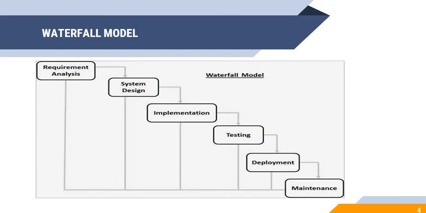These are the different phases of the waterfall model: requirements analysis, system design, implementation, testing, deployment, and maintenance. Let's see what is the gathering of requirements. Specific requirements of the software system to be developed are gathered during this stage. The clients provide their requirements. Next stage is the designing stage.